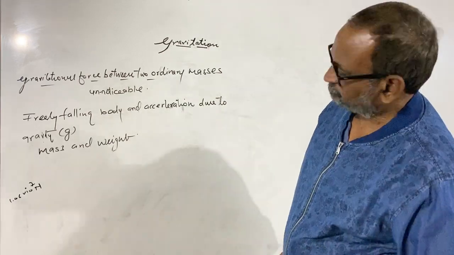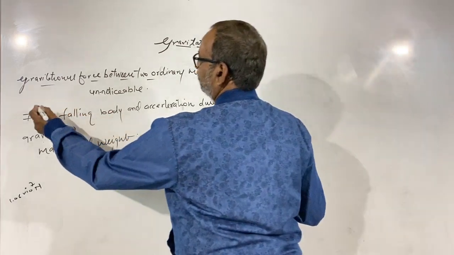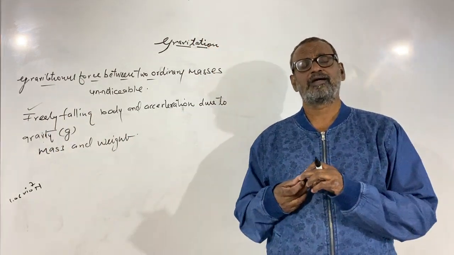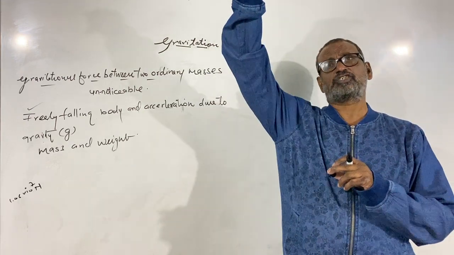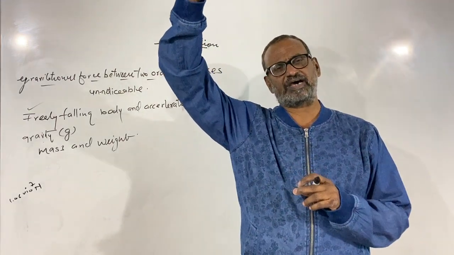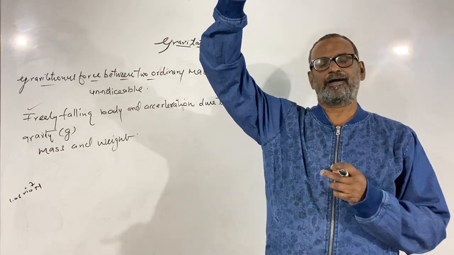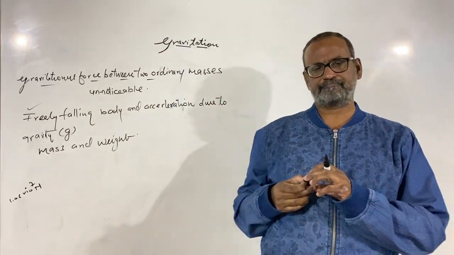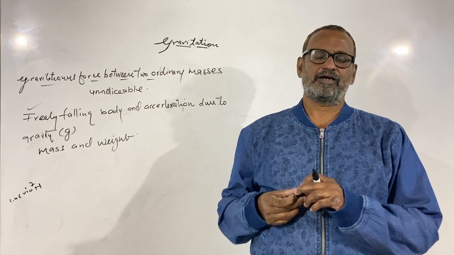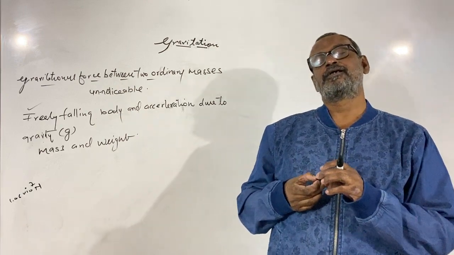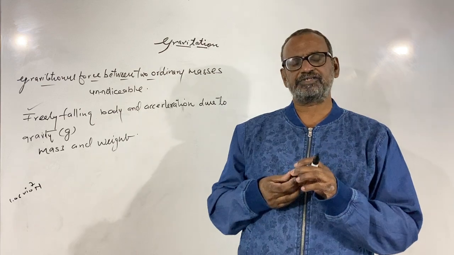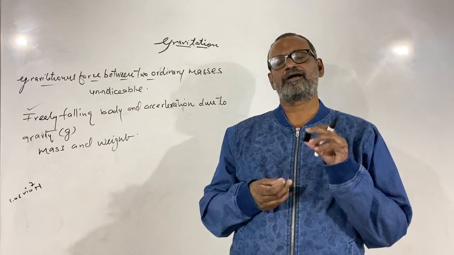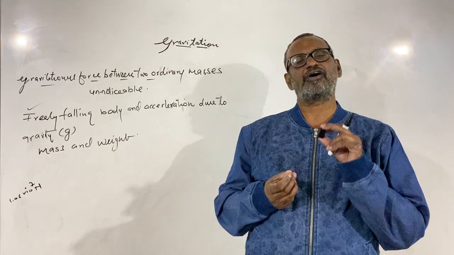Now let's see what a freely falling body is. It is a common observation that when a body is released from a certain height from the surface of the earth, it begins to fall toward the surface of the earth. Obviously, this body falls towards the surface of the earth due to the gravitational pull of the earth.